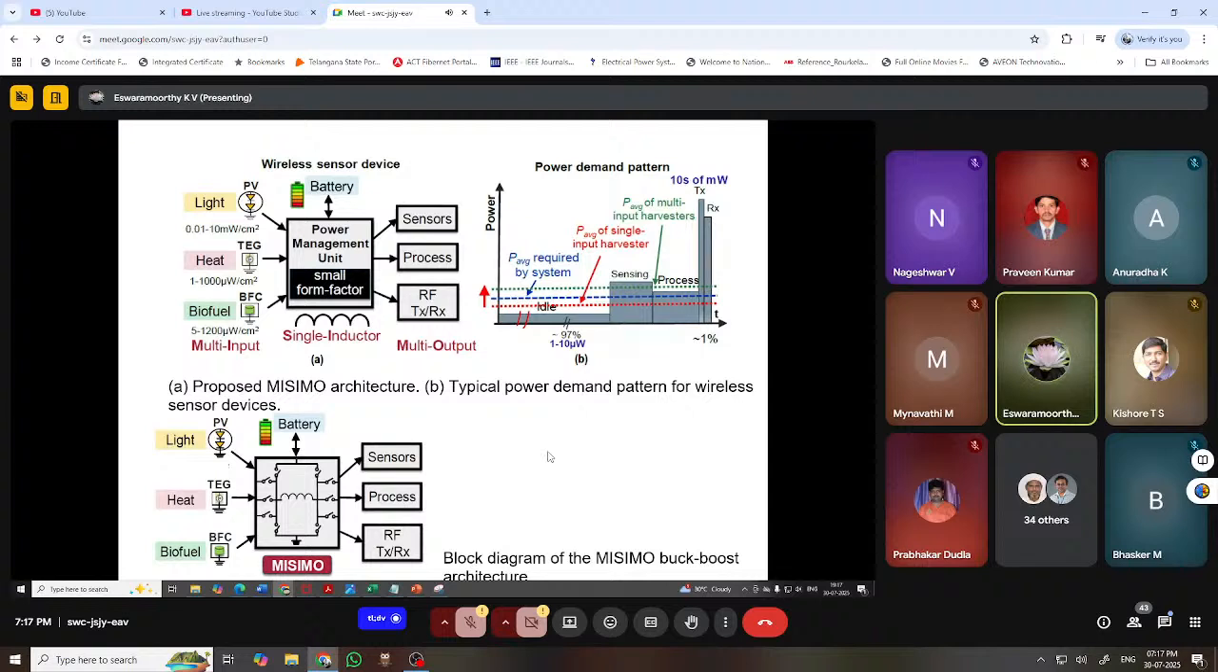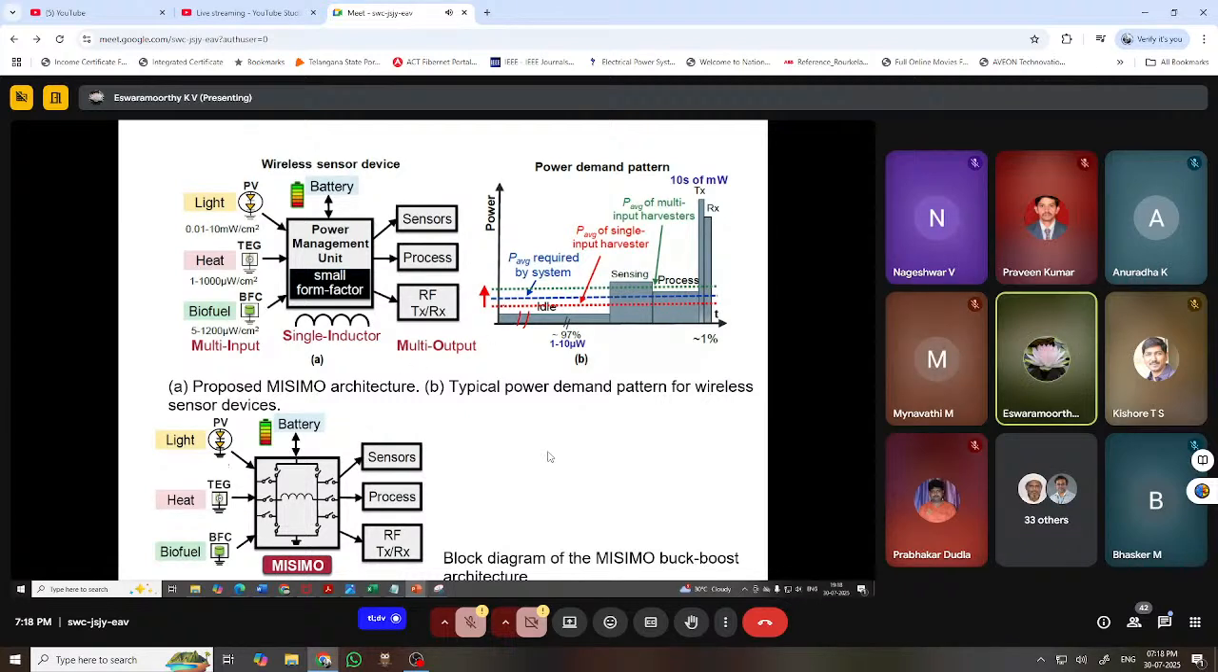So here in processing, in the ideal case, what is the power required? And sensing, what is the power required? Processing, what is the power required? And in the transmitter, while transmitting the signal, receiving the signal, what is the power required? We should know all those things, right?